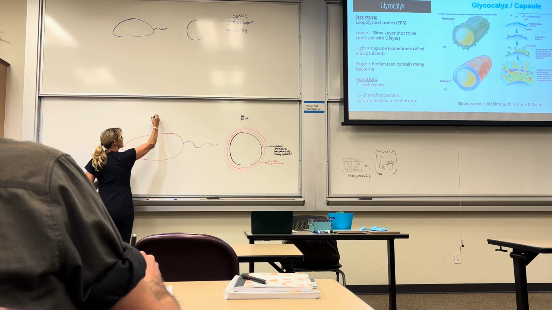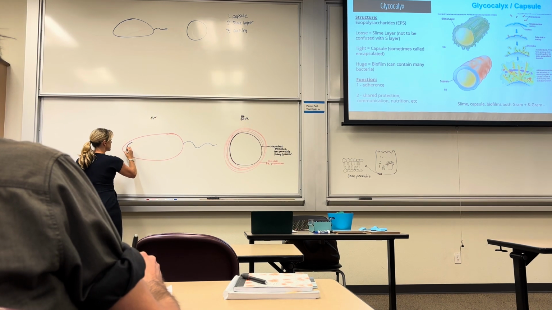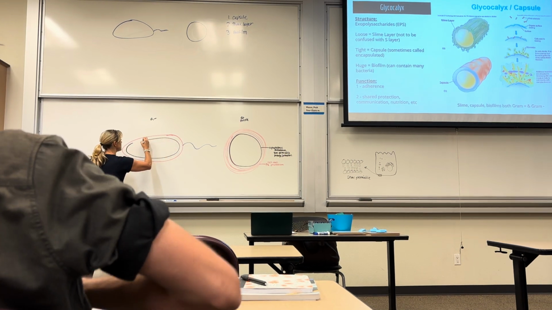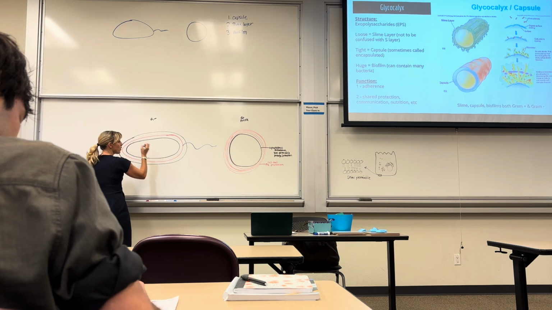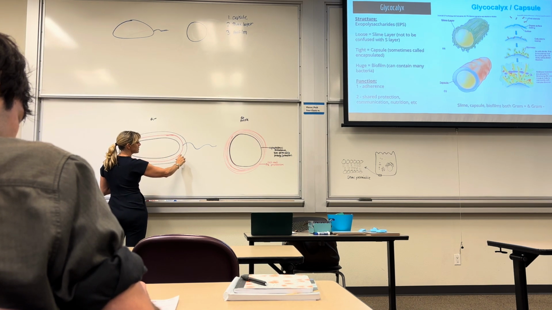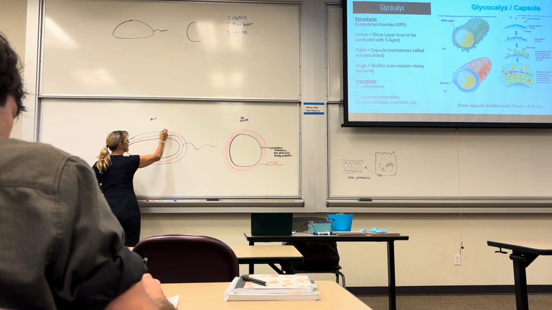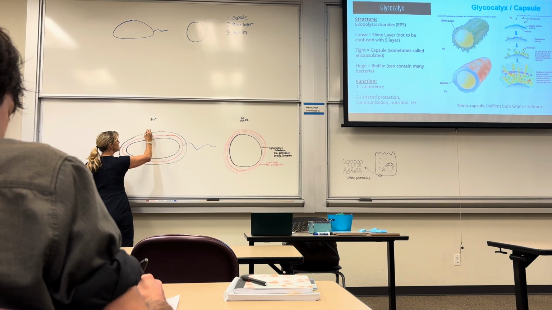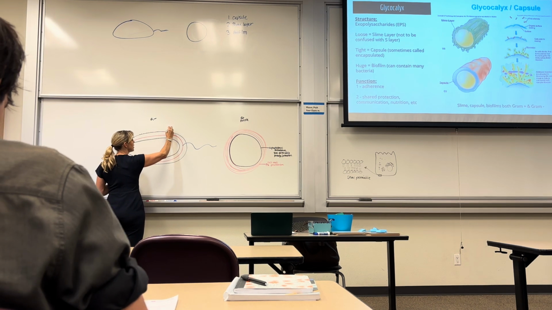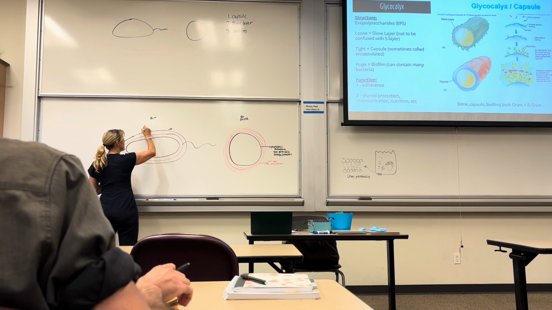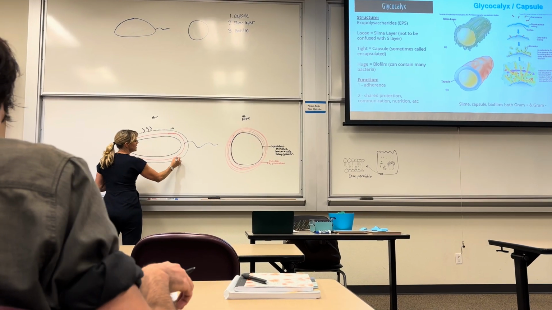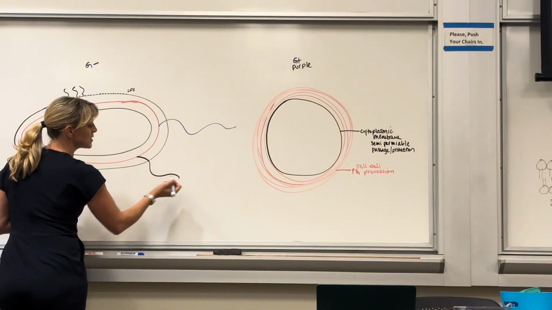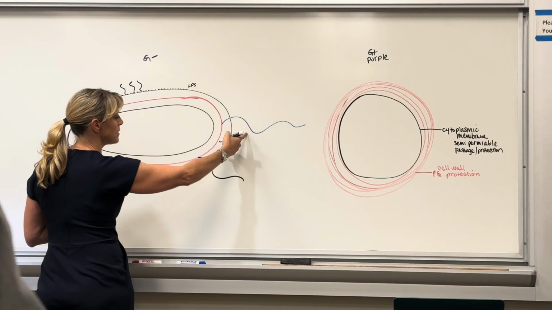So this is a gram negative. It has an inner cytoplasmic membrane. It has an outer membrane. It has one layer of peptidoglycan. This outer membrane has lipopolysaccharides that are toxic. Remember, those are LPS. It has longer hairs that are called fimbriae. Some of them also have a sex pilus and a flagella.